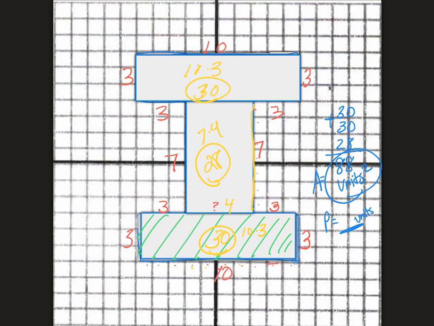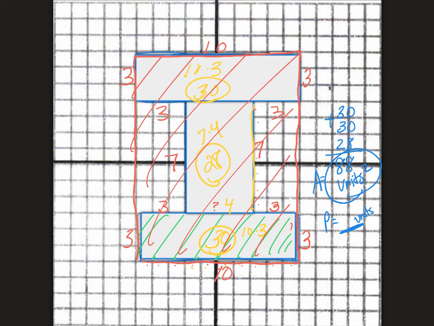You will also notice on the Google form, I gave you a template, and I'm going to try to show you on here that they have a box that goes around the outside. So another strategy you could do is find the area of the entire thing, and then subtract the sections that you don't need. So that would be another strategy that you could do as well.